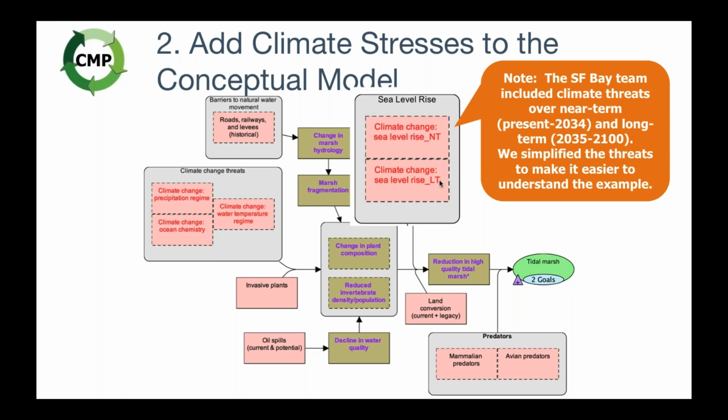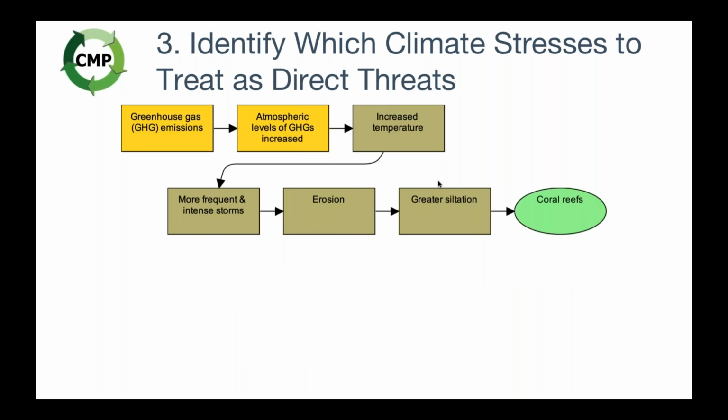I simplified their example to make it possible to use it as a teaching example, because it was super detailed and wouldn't have fit on the page if I hadn't done that. But I think it can be useful when you get to the threat rating step to distinguish between the threat rating over the near term and the threat rating over the long term. And we have a little bit more on that in the threat rating presentation.